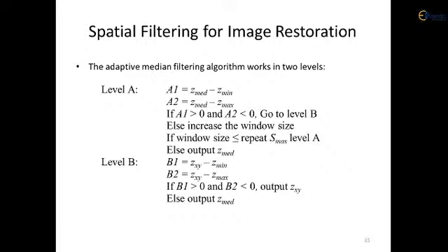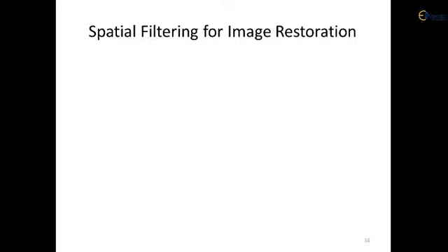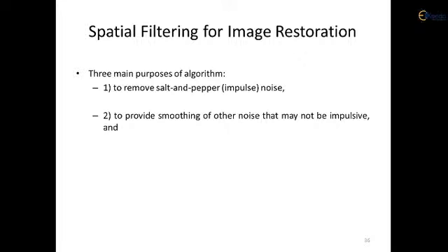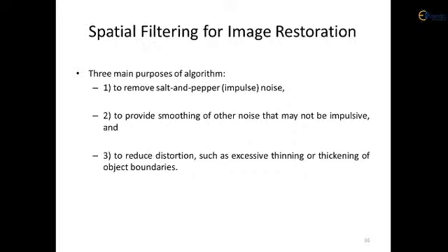So there are three main purposes of having such an algorithmic type of adaptive median filter. These purposes we shall discuss and conclude to see the visualization effect of this type of filtering. The main purposes are: first, to remove the salt and pepper noise, also known as impulse noise. Secondly, to provide smoothing of other noise that may not be the impulsive type. And lastly, to reduce the distortion, such as excessive thinning or thickening of the object boundaries here.